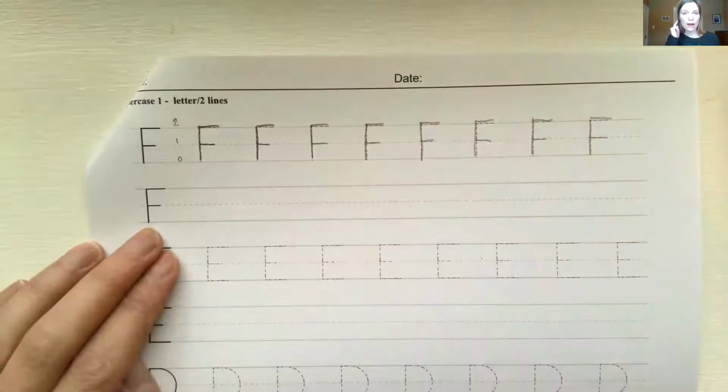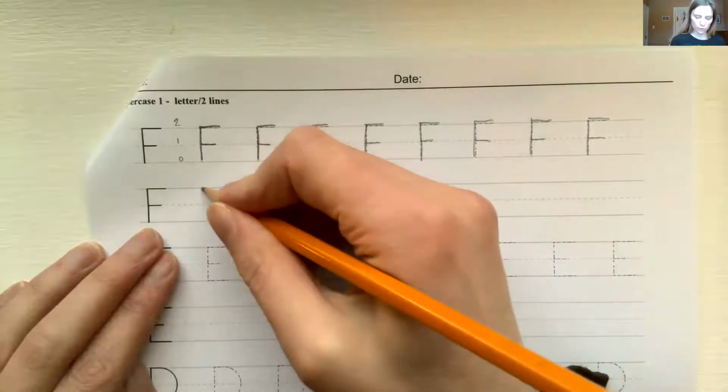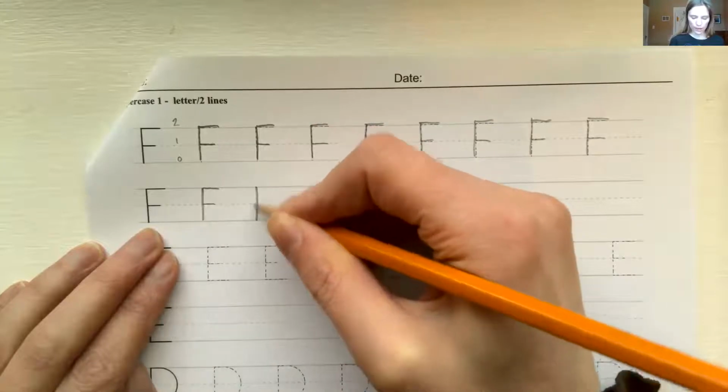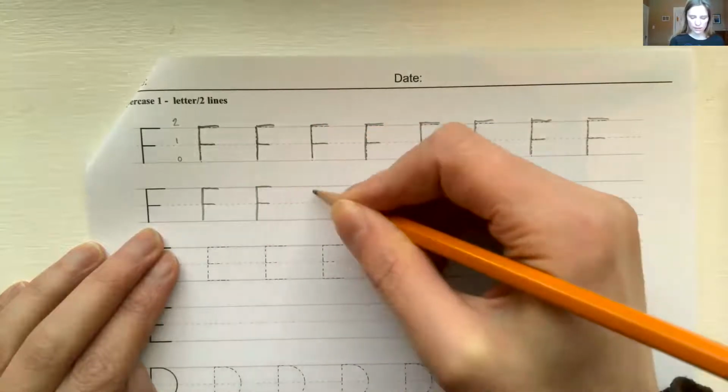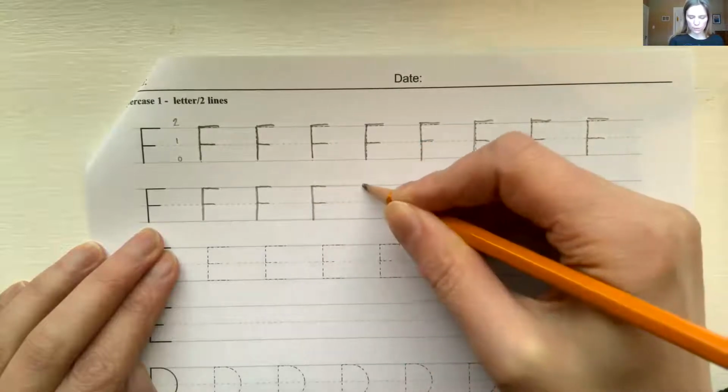Letter F. The sound of letter F is Friday. Friend, family, food.